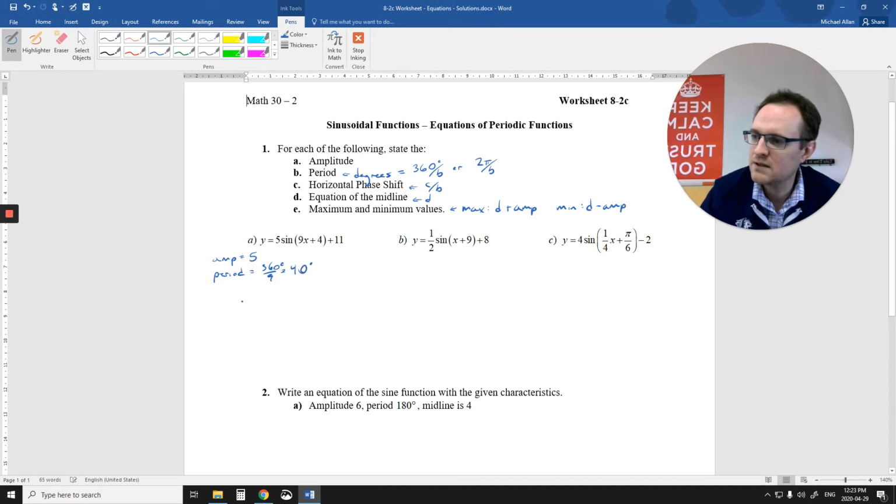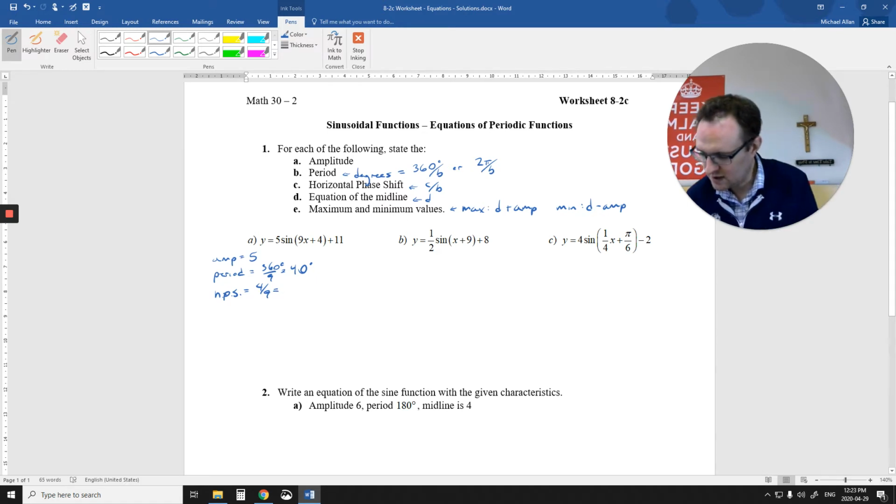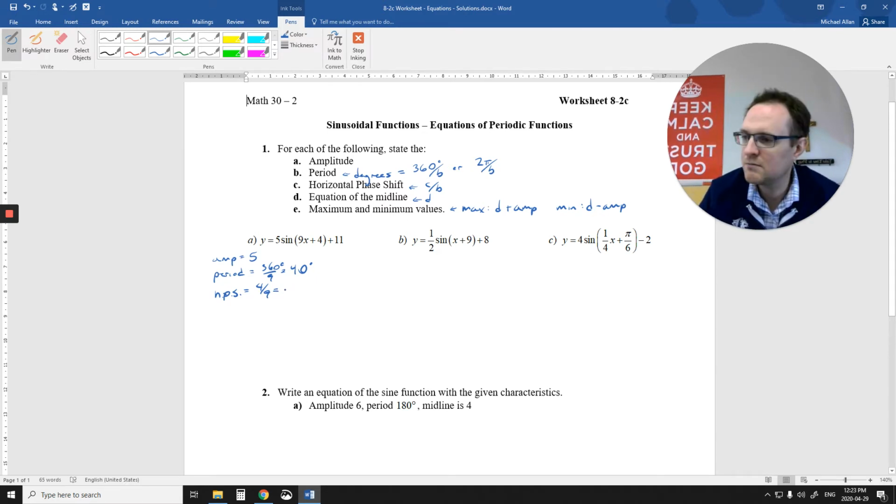So 40 degrees. My horizontal phase shift, I'll just call that the HPS there, is going to be C divided by B, whatever that is, 4 over 9. It's 4 repeating, so let's just put 2 decimal places, why not? Equation of the midline: midline is y is equal to, remember for the equations you say y is equal to 11. And then my max and my min.